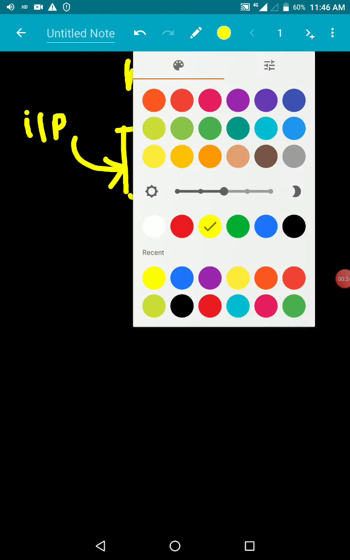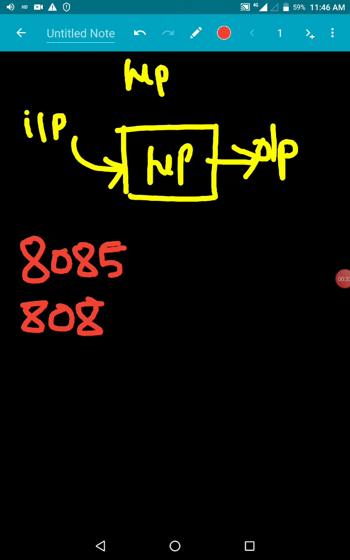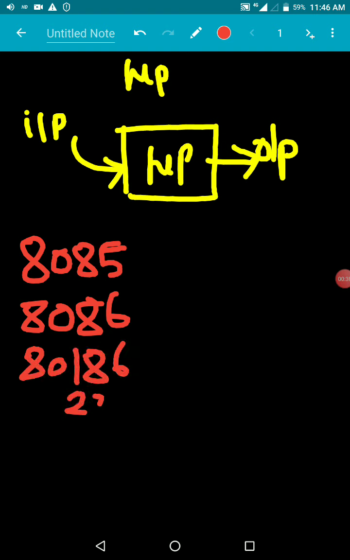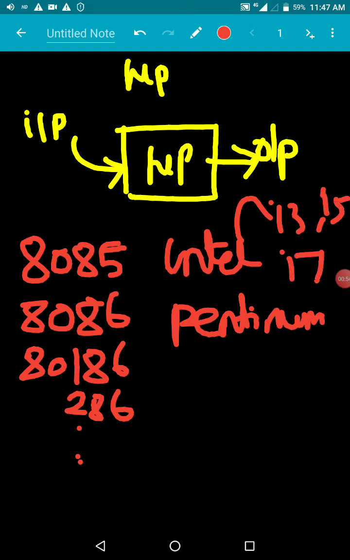A lot of microprocessors are used nowadays. The basic microprocessors are 8085 and 8086, 80186, 286, like that, and Intel and Pentium. Nowadays we are using i3, i5, i7s. So a lot of microprocessors are currently in use.